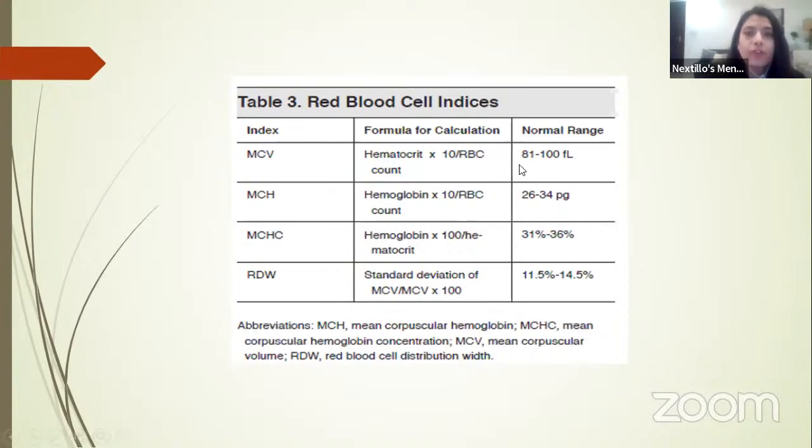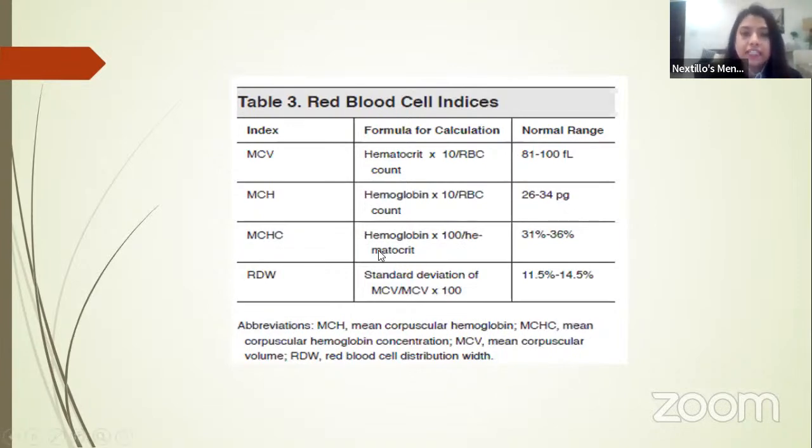The MCV normal range is 81 to 100 femtoliters. If the MCV comes lower than this, it is a microcytic picture because the volume is less. If the MCV is more than that, then we call it a macrocytic picture. That is, the RBCs are larger in volume than normal. Then we come to MCH. MCH is mean corpuscular hemoglobin. Now, what is the normal range? It is 26 to 34 picograms. This tells us whether in a particular cell, the hemoglobin content is lesser or higher than normal.